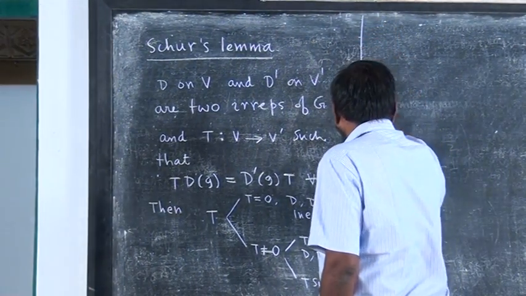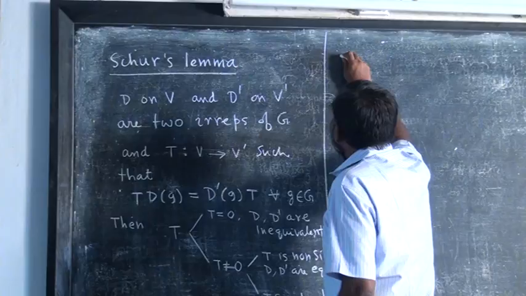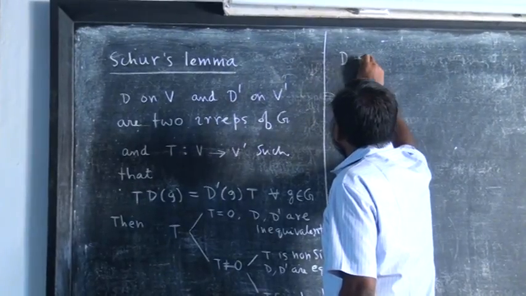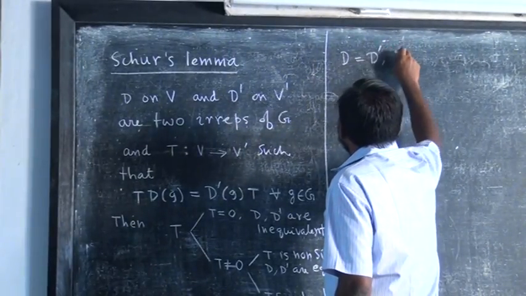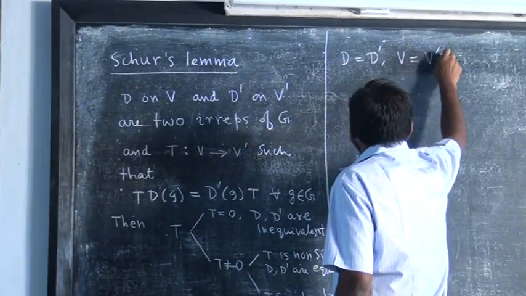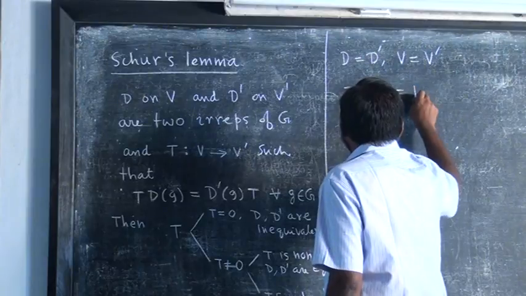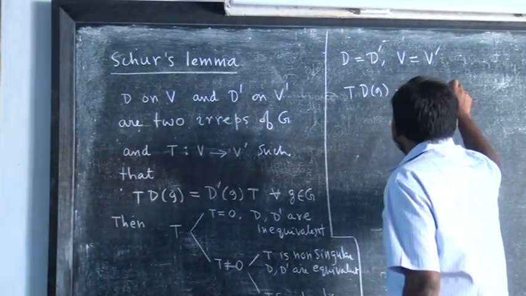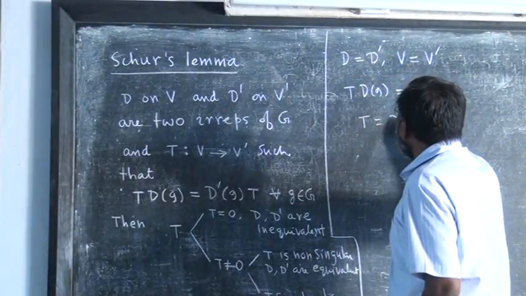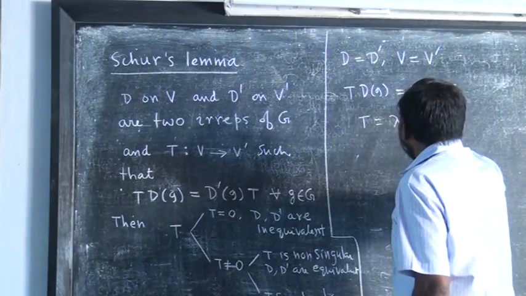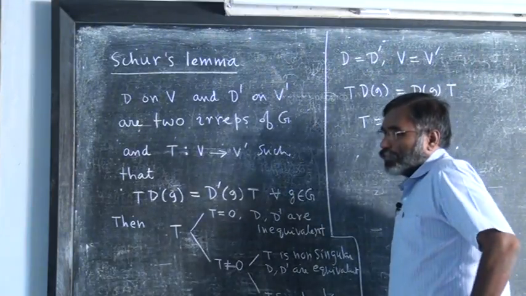We proved yesterday that if D is equal to D prime, V is equal to V prime, and T D(g) is equal to D(g) T, then T is a multiple of an identity.